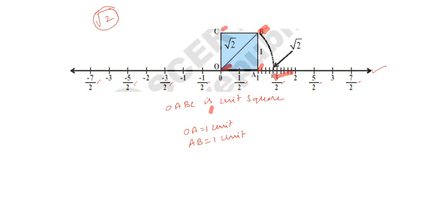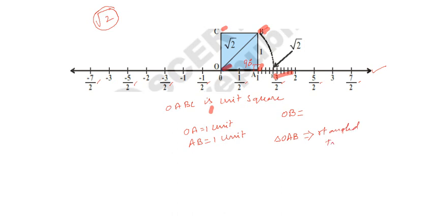Here, what do you say about OB? Already we know it. In a square, each and every angle is 90 degrees. That means triangle OAB, you observe here, there are 2 triangles. We take triangle OAB. It is a right angle triangle.